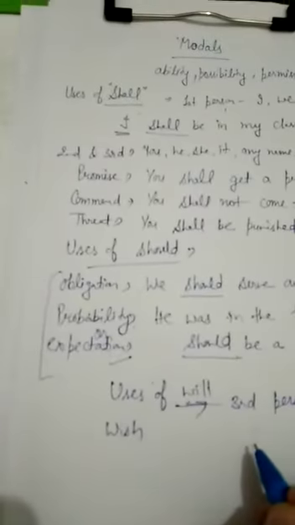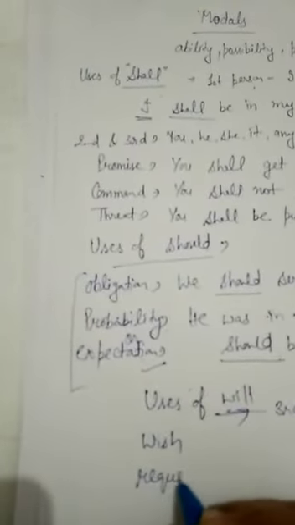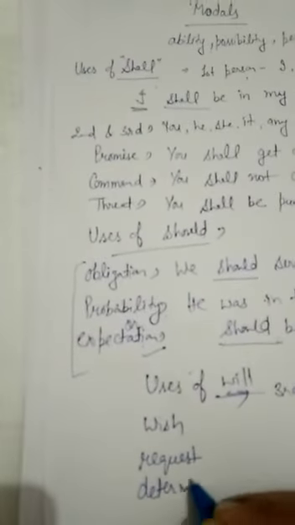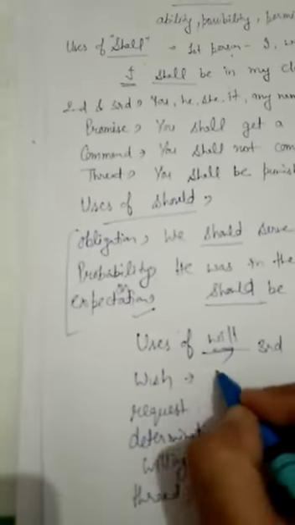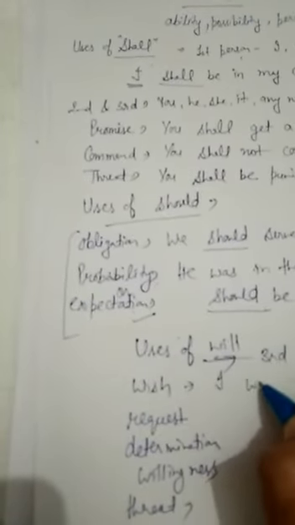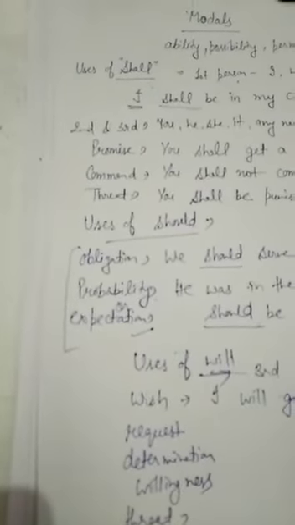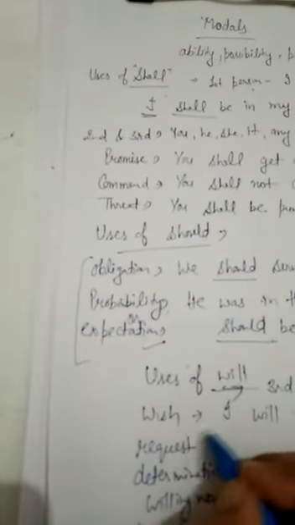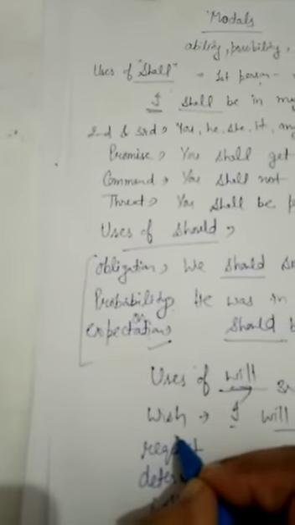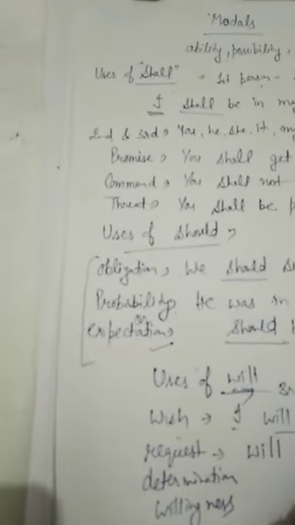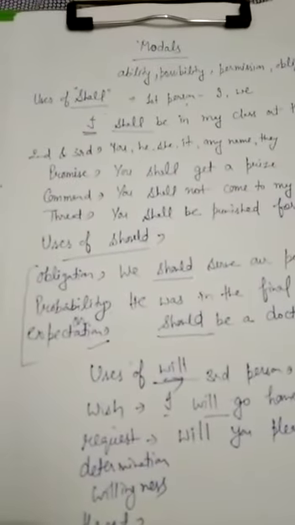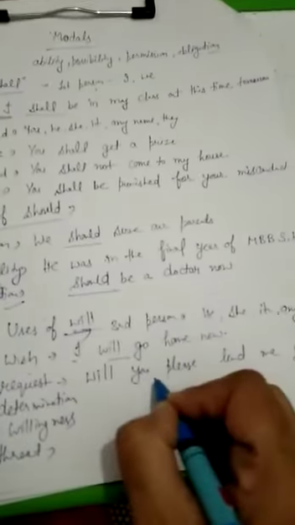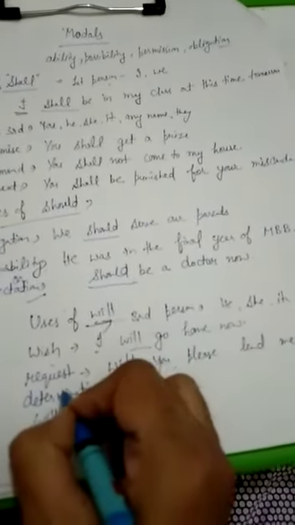When we use will with the first or second person, it shows wish, request, determination, willingness and threat. Wish example: I will go home now. With the first person we use will when we just wish for something. Request: Will you please lend me your bike? Here we have used will with the second person, and it shows a request.